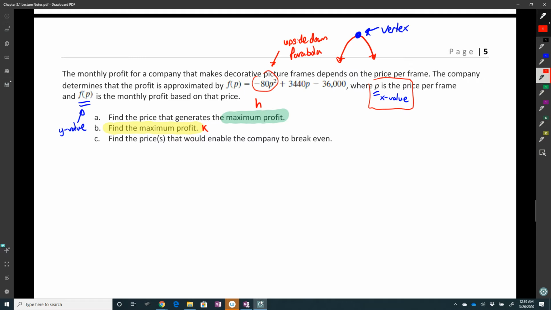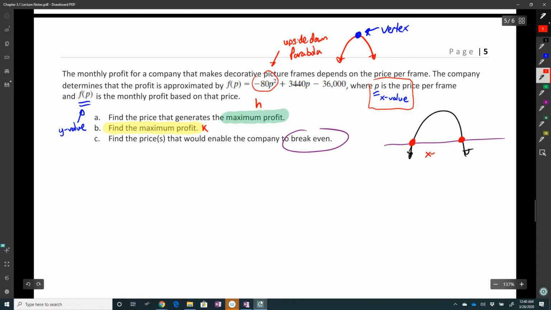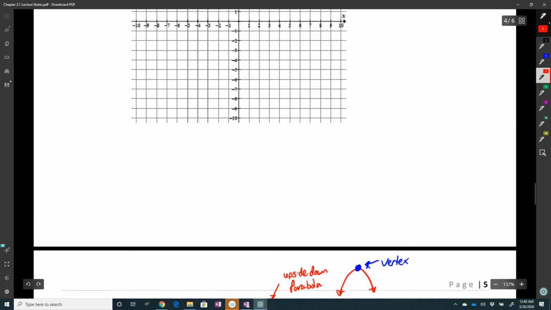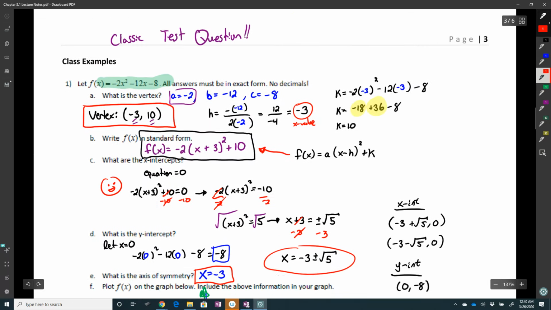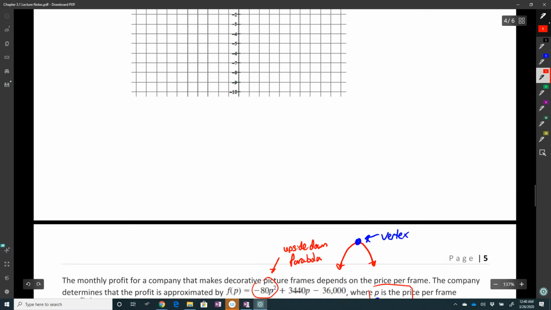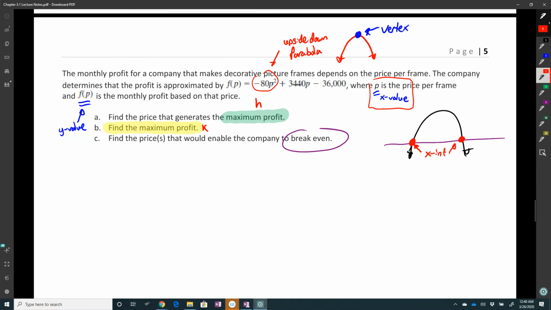Now here, find the price that would allow the company to break even. So when they say break even, if we have our parabola, then break even are these 2 points, which you notice are just the x-intercepts. So this is exactly what we did on the previous page. Sorry, 2 pages ago, where we found the vertex and then we found the x-intercepts. It's just that they're putting it in a word problem and it makes it sound a little more scary. So for this problem, let's find the price that generates a maximum profit, so let's find the vertex.